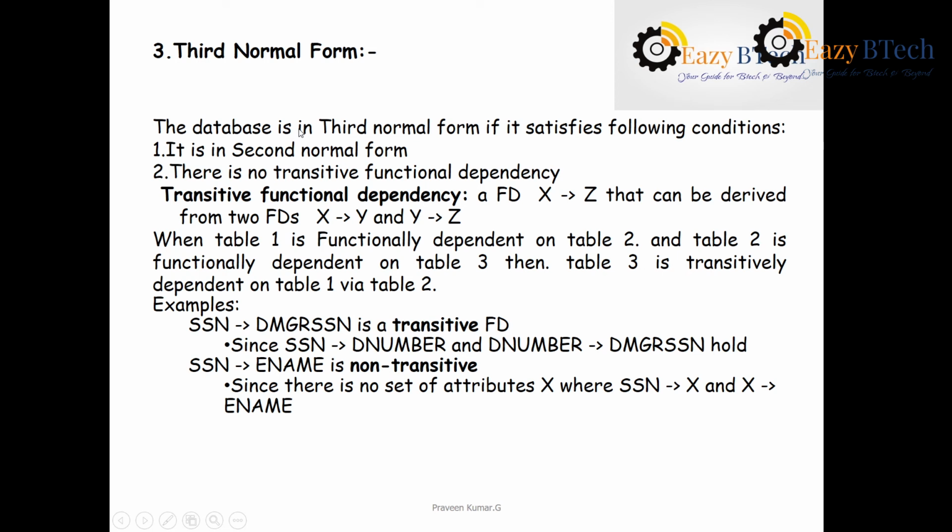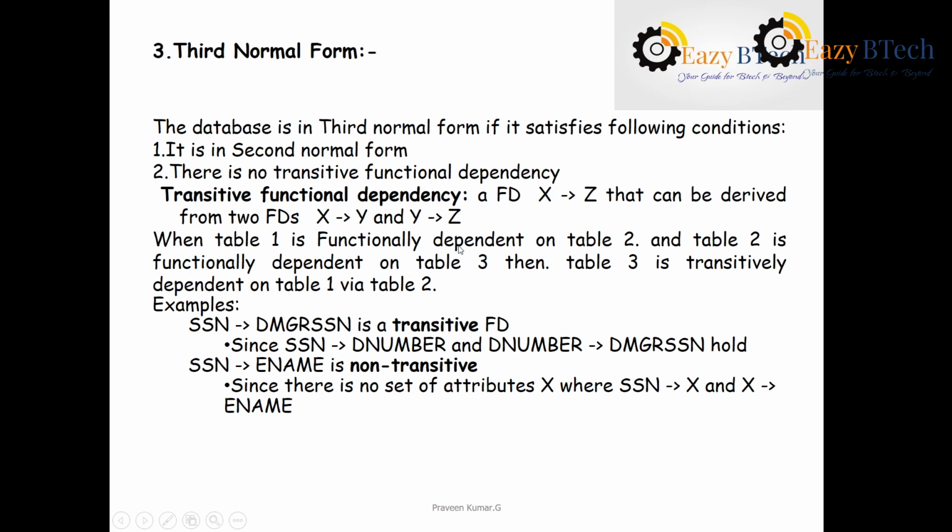What is the third normal form? A relation is in third normal form if, first, it is in second normal form, and there is no transitive functional dependency. What is transitive functional dependency? A functional dependency X to Z, where Z is functionally dependent upon X, can be derived from two functional dependencies, X to Y and Y to Z. When table 1 functionally determines table 2 and table 2 functionally determines table 3, then table 3 is transitively dependent upon table 1 via table 2.